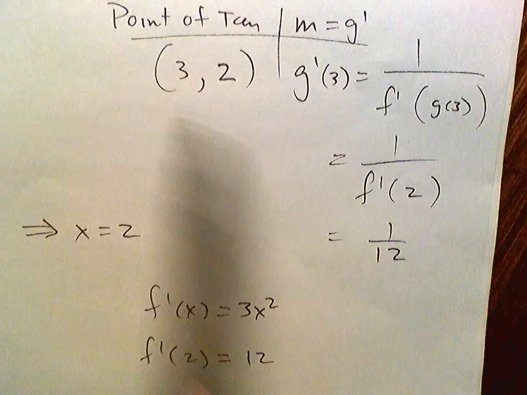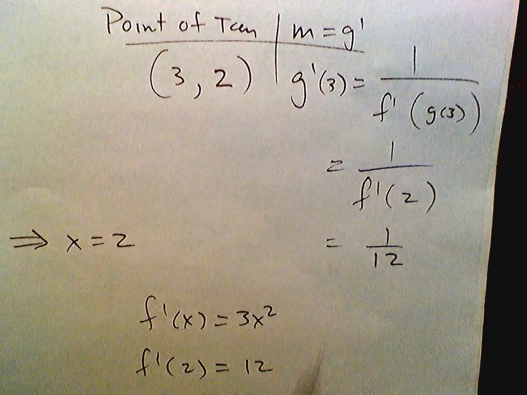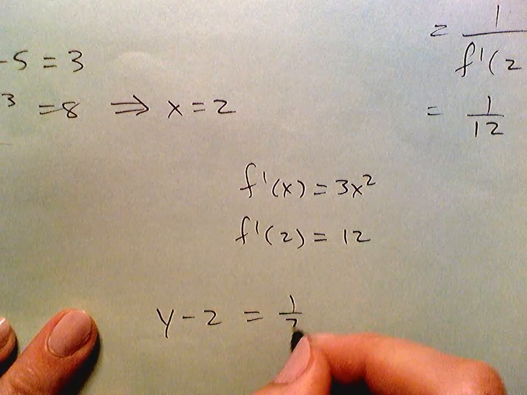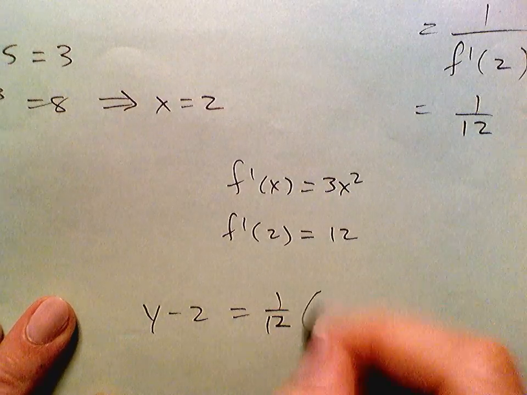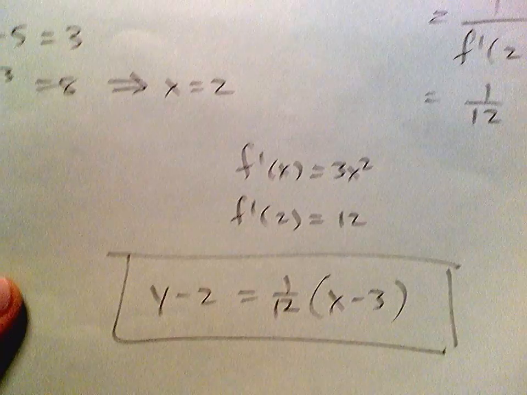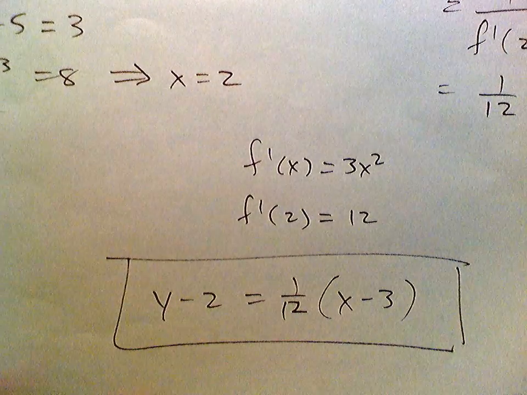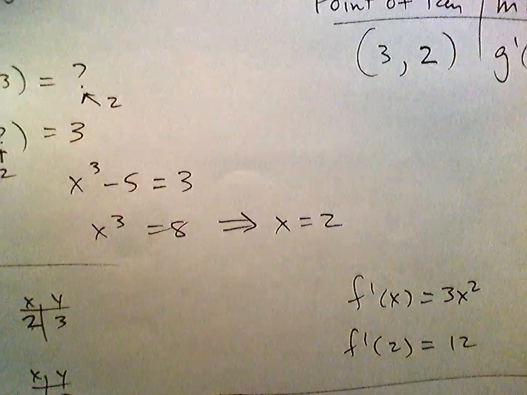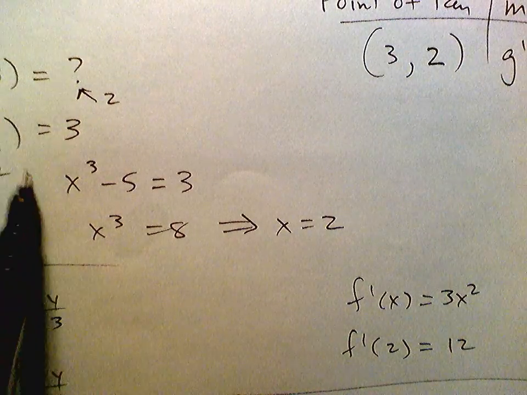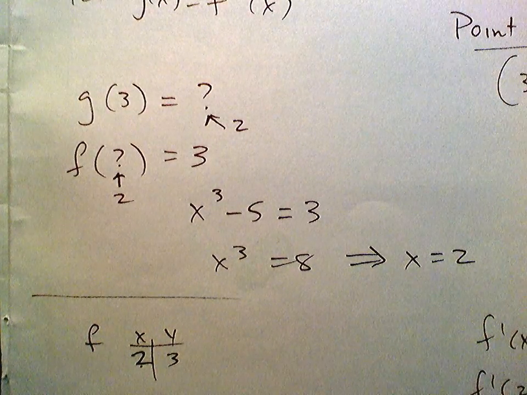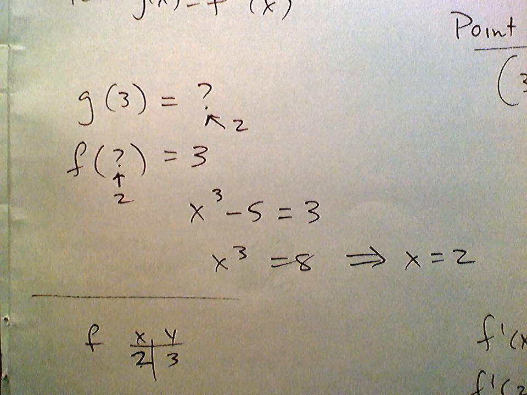So now that this chart is filled out, I can use the point-slope formula. So now I can say y minus 2 equals m times x minus 3, with m equal to 1 over 12. And there it is. So this takes a lot of thinking backwards and forwards. If you don't know this relationship about inverse functions, then it'd be pretty difficult.